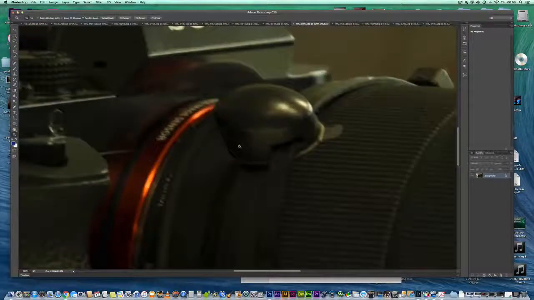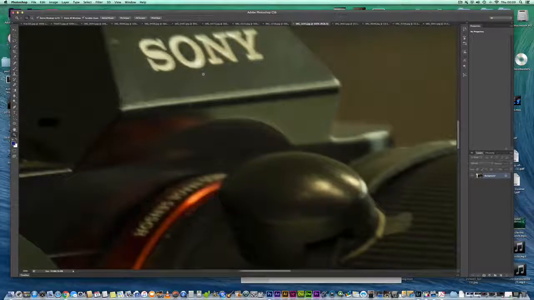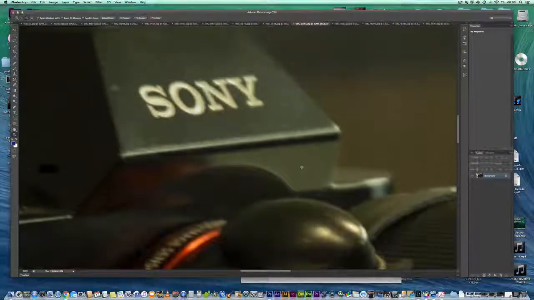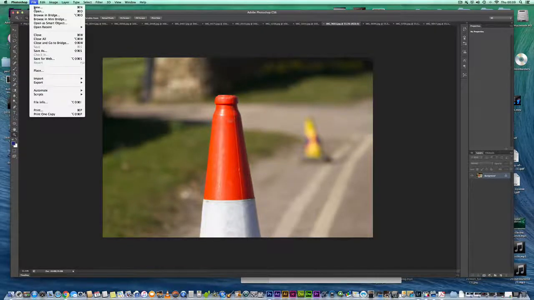100%, 200%, could be better, 300%. So what was the data on that? ISO 400, 400mm, 30th of a second, 5.6. So it was slow shutter speed, so it could be why it's a little bit shaky there. The next image, let's have a look at the image data for that.